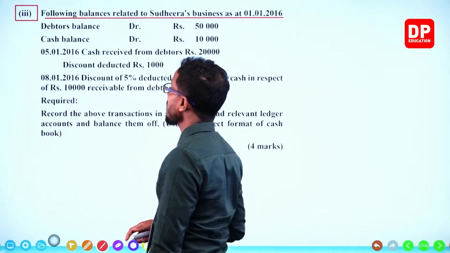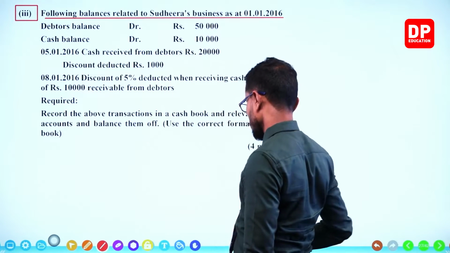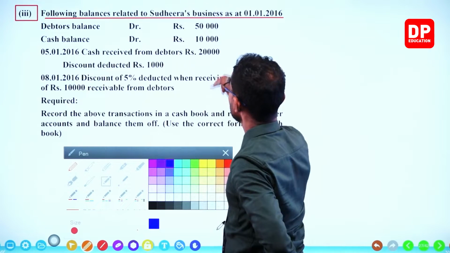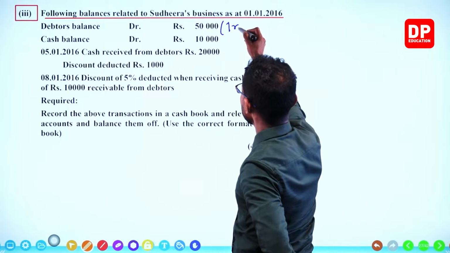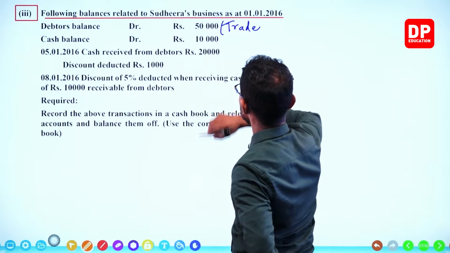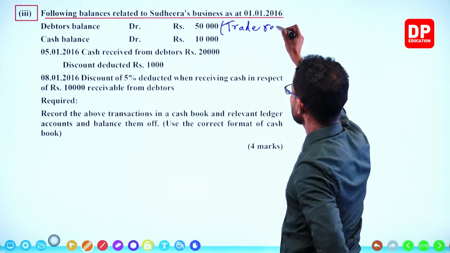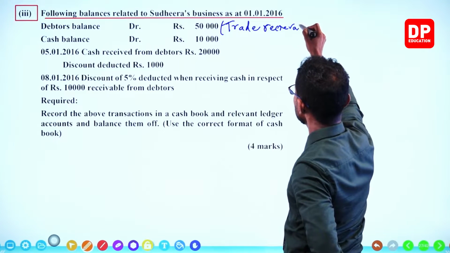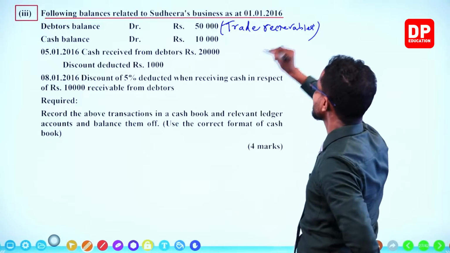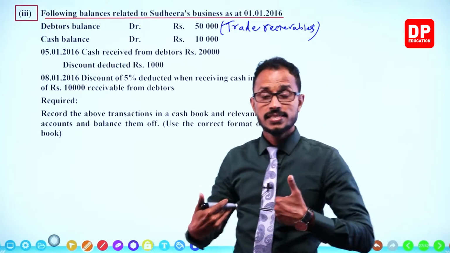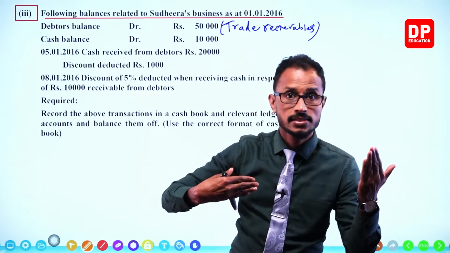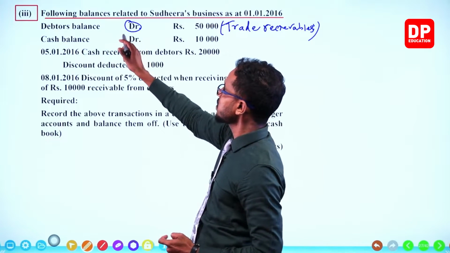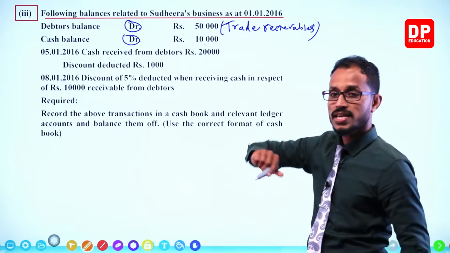Okay, debtors balance debit 50,000. There are debtors, and we call them trade receivables. That means the people who owe us, they have to pay us money, debtors. Okay. Cash balance is also debit, 10,000. Cash at hand.